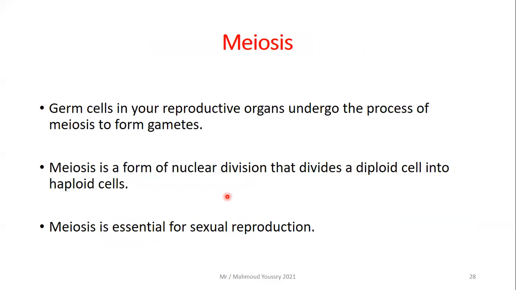Then we move to meiosis. Germ cells in your reproductive organs undergo the process of meiosis to form gametes. This is to reduce the number of chromosomes. Meiosis is a form of nuclear division that divides a diploid cell into haploid cells. It reduces the number of chromosomes to turn the cell from a diploid one to a haploid cell. Meiosis is essential for sexual reproduction because meiosis leads to the formation of sex cells, the eggs and the sperm cells.